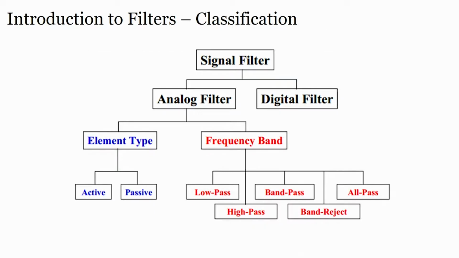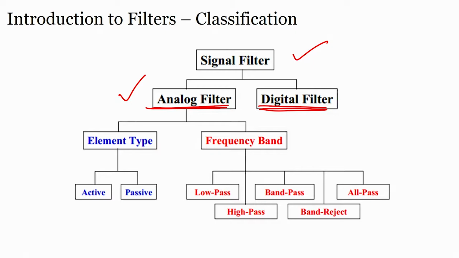What do we see here? We see how signal filters are divided into several categories. It is like a flow chart, not exactly a flow chart, a divisional chart, where you can subdivide your filters into several divisions and, based on the application, select that particular filter. Signal filters are of two types: digital filter and analog filter. We are interested in analog filters.